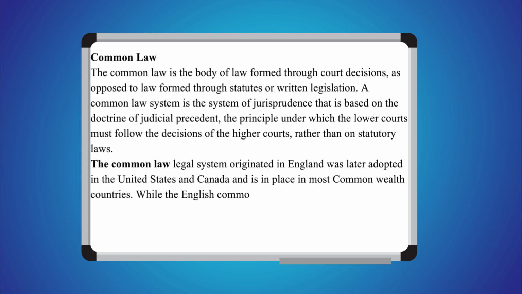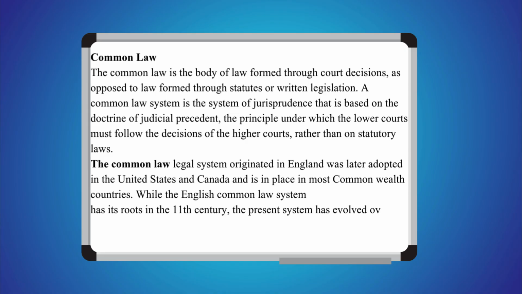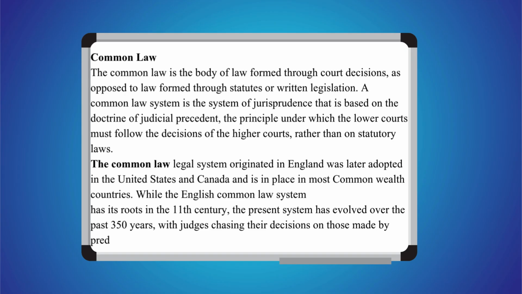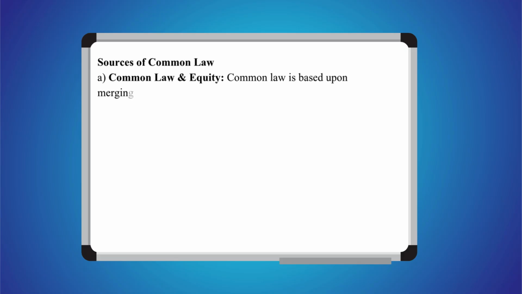While the English common law system has its roots in the 11th century, the present system has evolved over the past 350 years, with judges basing their decisions on those made by predecessors. Sources of common law. Common law and equity. Common law is based upon merging local customary laws into law of the land.